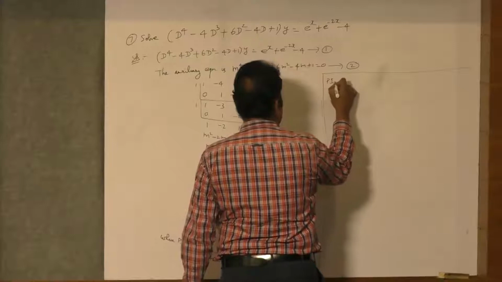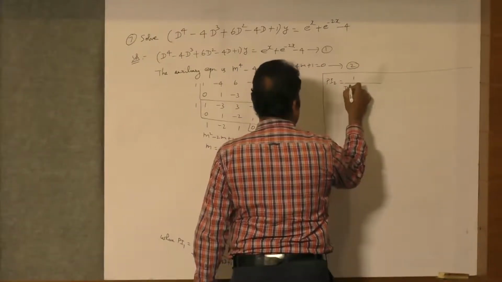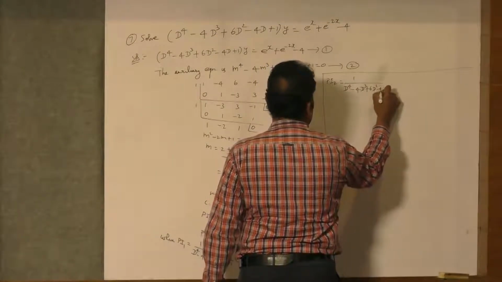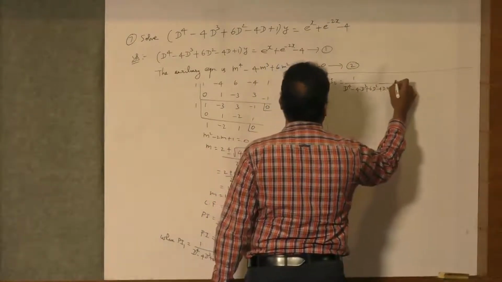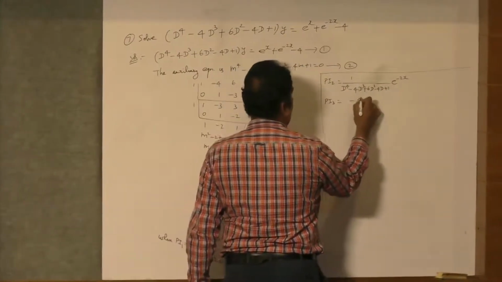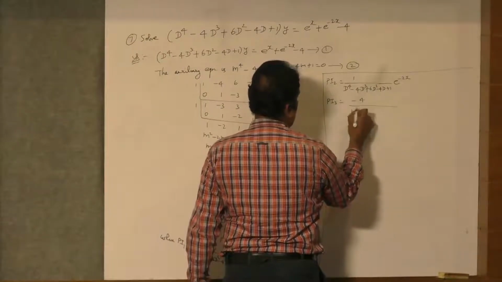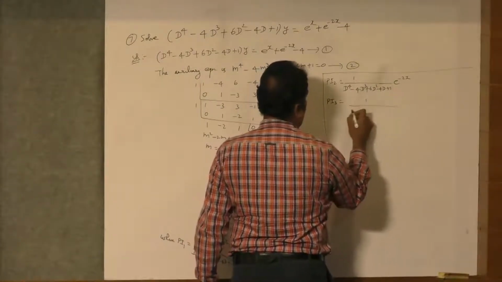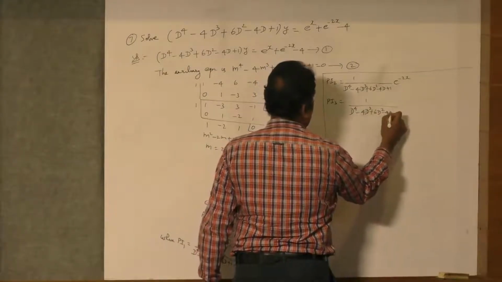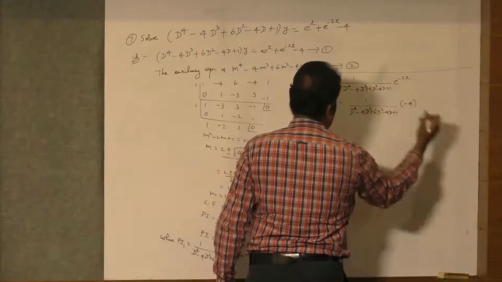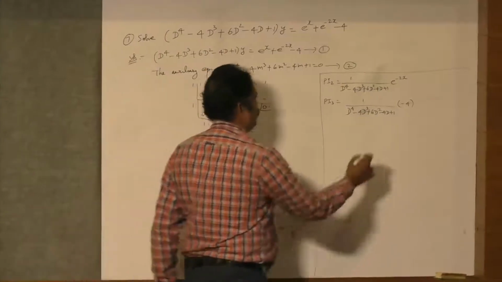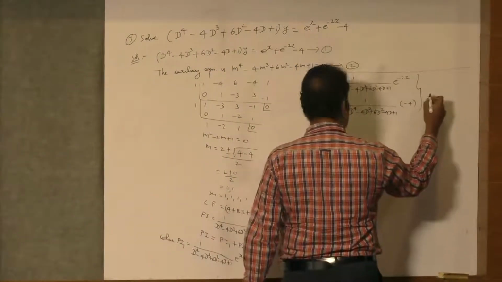pi2 is equal to 1 divided by d power 4 minus 4d cube plus 6d square minus 4d plus 1, into e power minus 2x. pi3 is equal to minus 4 divided by d power 4, that is 1 divided by d power 4 minus 4d cube plus 6d square minus 4d plus 1, minus 4. So the entire thing can be taken as equation number 4.